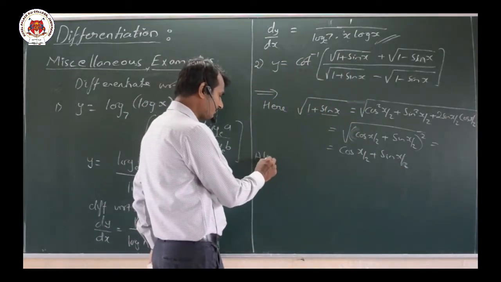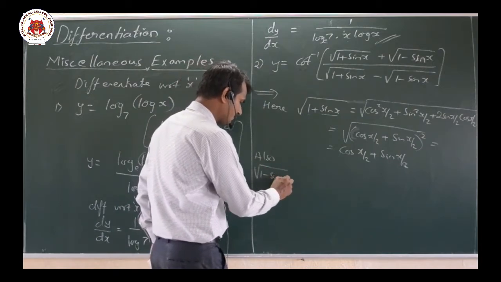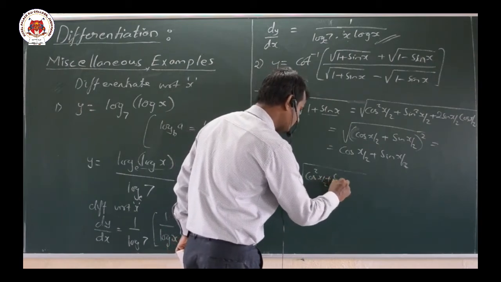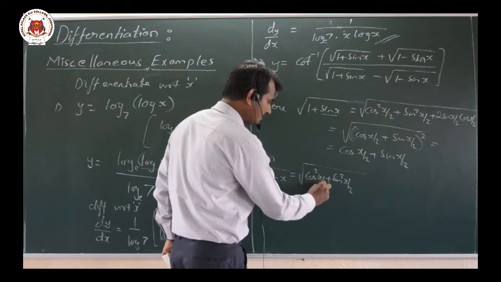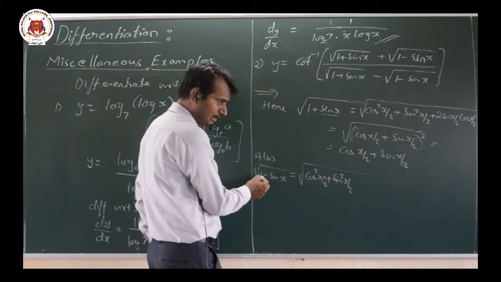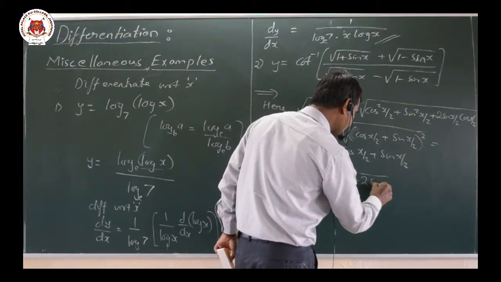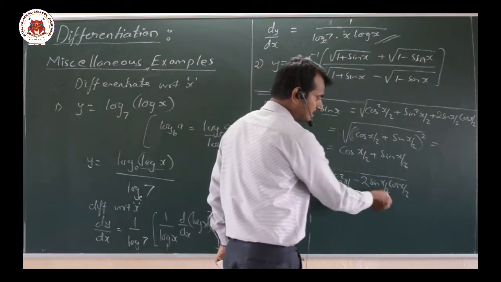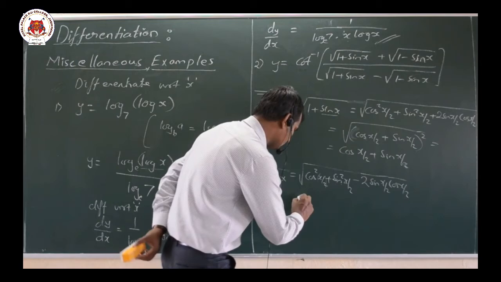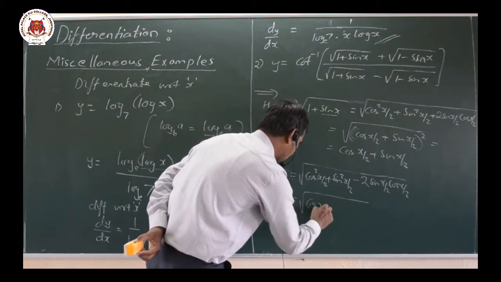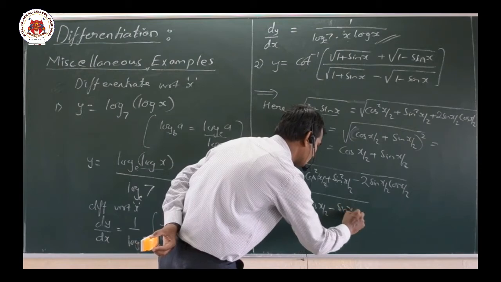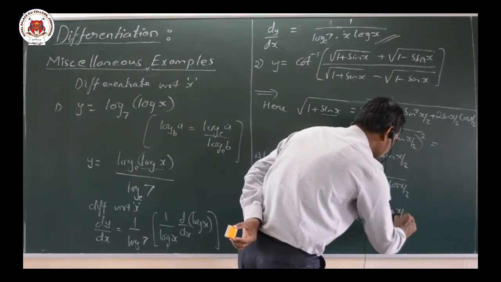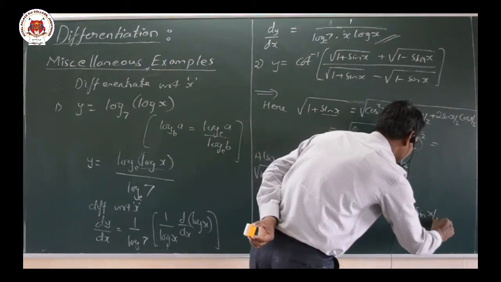Similarly, root of 1 minus sin x. 1 minus sin x means can I write it as cos square x by 2 plus sin square x by 2? Sin square plus cos square, the value will be 1 only, minus 2 sin x by 2 into cos x by 2. That is a square plus b square minus 2ab, which is nothing but (a minus b) whole square. Root of (cos of x by 2 minus sine of x by 2) whole square: the root and square get eliminated. The value will be cos x by 2 minus sine of x by 2.